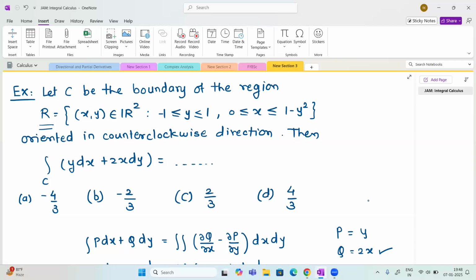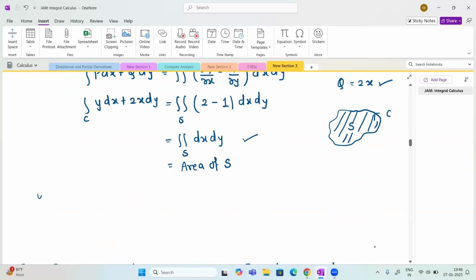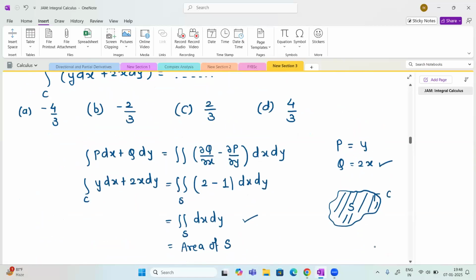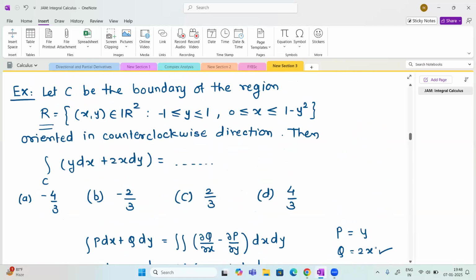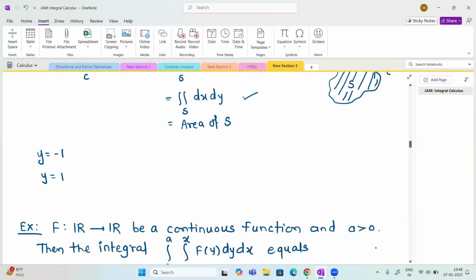To find them, we replace inequalities by equalities. So the first equality is y is equal to minus 1. The second equality is y is equal to 1. Getting the point? Okay, so first is y is equal to minus 1, second is y is equal to 1. Third, x is equal to 0, and x is equal to 1 minus y square. Okay, just a minute.